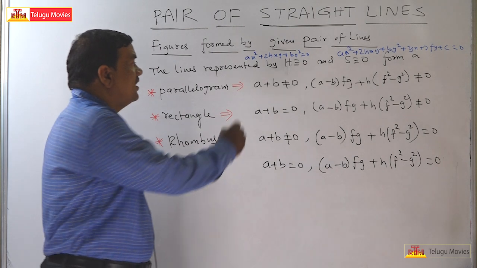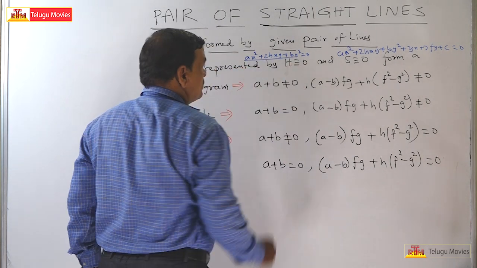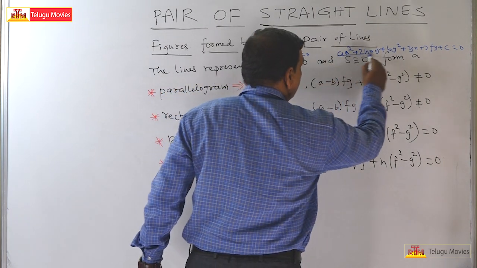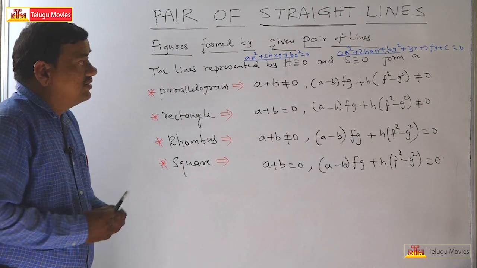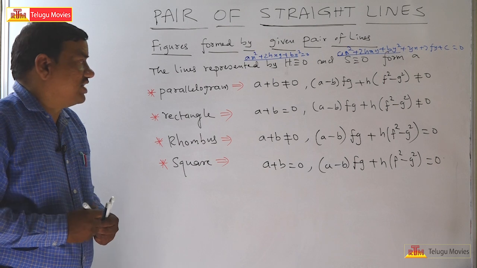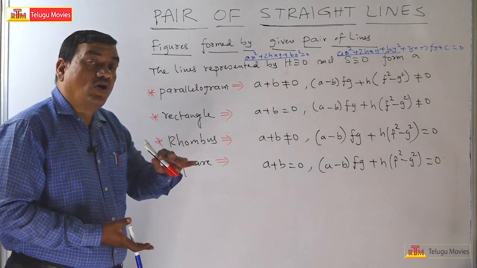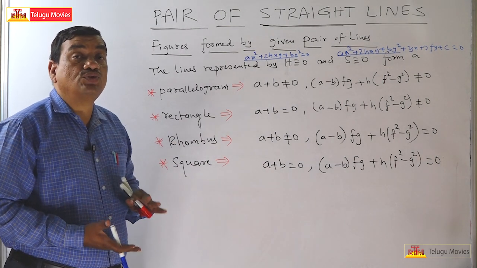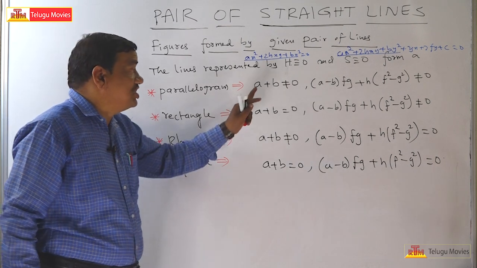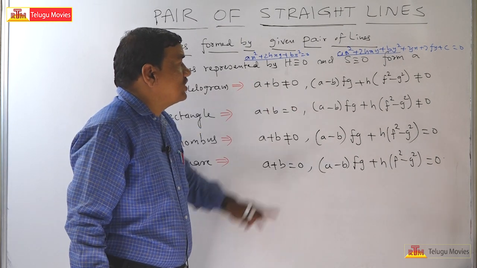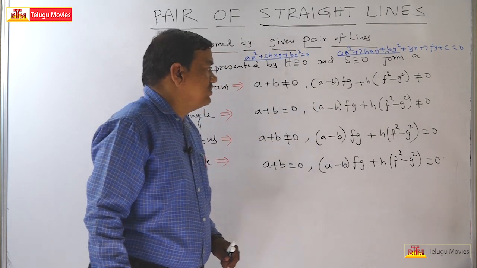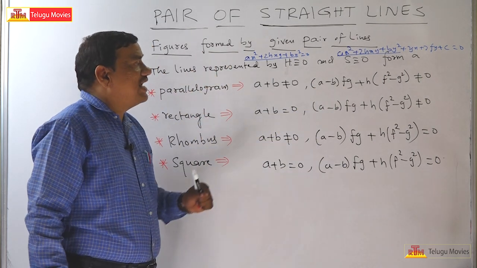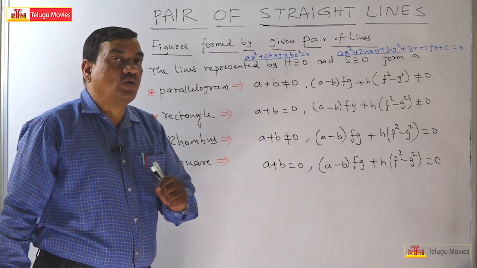That is why if it is AX square plus 2HXY plus BY square here, it should also be AX square plus 2HXY plus BY square there. Then the extra terms and the constant may be changed. If that quadrilateral happens to be a parallelogram, the condition is A plus B is not equal to 0 and (A minus B) into FG plus H times (F square minus G square) is not equal to 0.